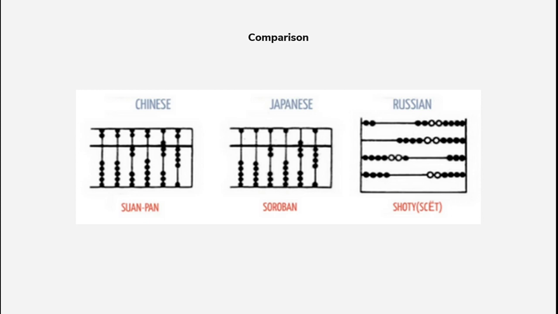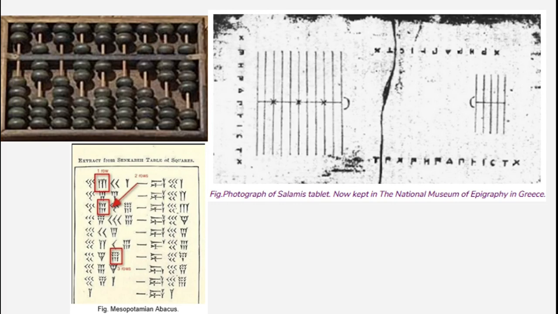For these abacus lessons, we will be using the modern Japanese version with 1 top row bead and 4 bottom row beads. It is the most efficient abacus out of the 4. Here are some more pictures of ancient abacuses for your viewing pleasure.